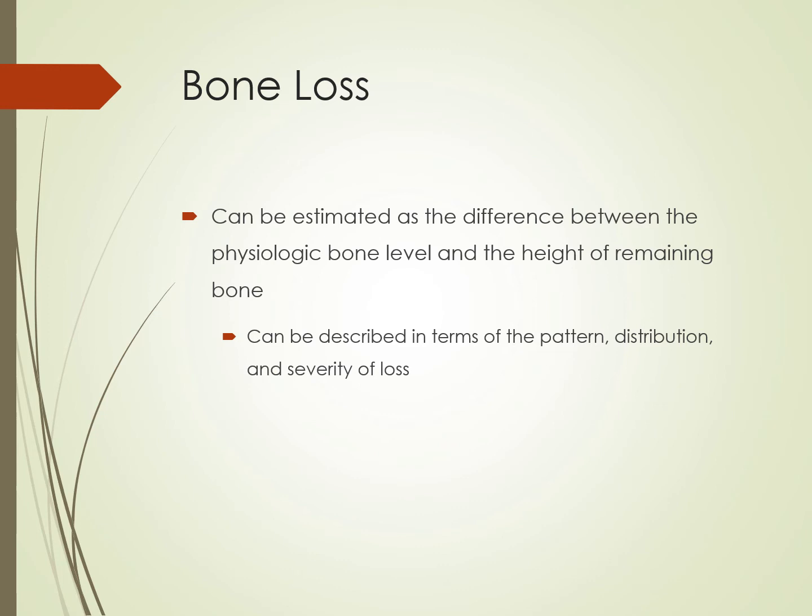Bone loss we talk about in terms of the pattern, so we'll talk about each of those. We'll talk about the distribution, and we'll talk about the severity. When we talk about pattern, we mean vertical or horizontal. For distribution, we'll talk about how much bone loss is in certain areas, whether it's generalized or localized. And then we'll talk about the severity, being how much bone they've actually lost.